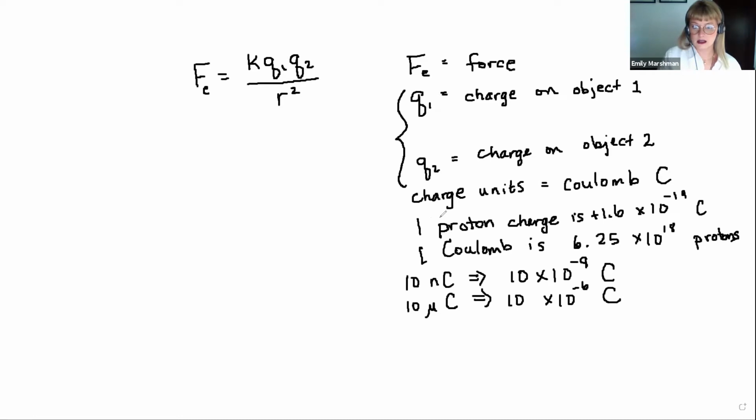And the charge on one proton is 1.6 times 10 to the negative 19th coulombs. The charge on one electron is the same magnitude, just opposite sign. So the electron charge is negative 1.6 times 10 to the negative 19th coulomb. Okay, that's how we differentiate between proton and electron having different signs.